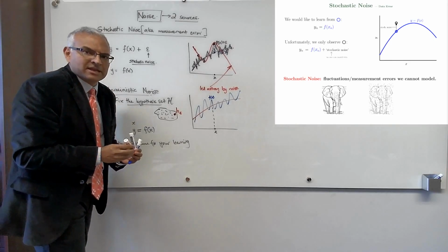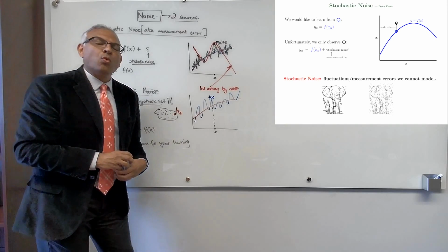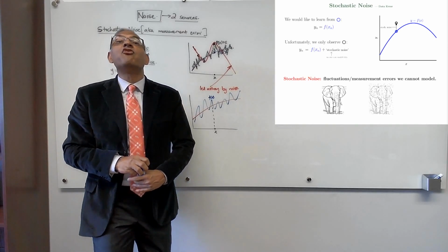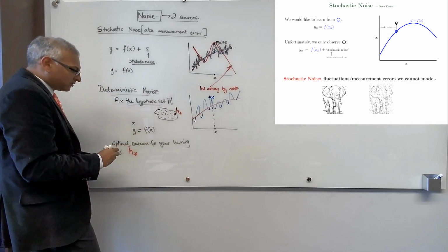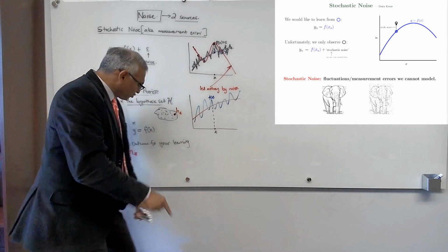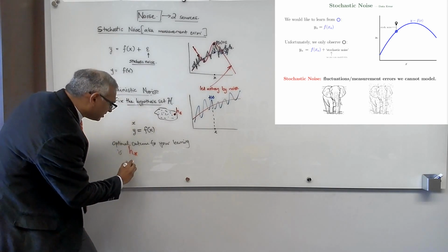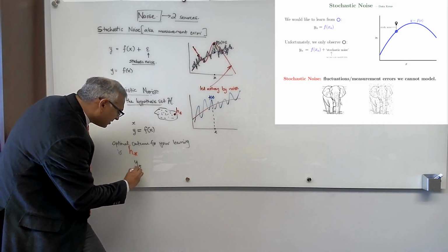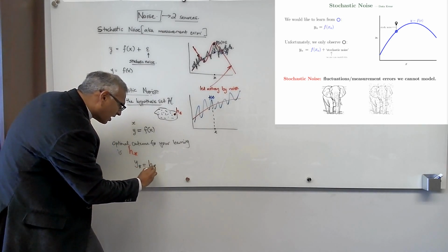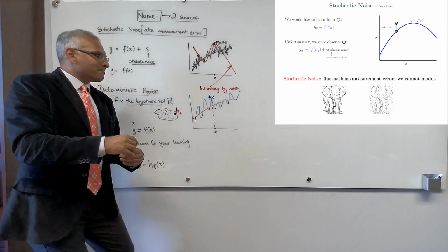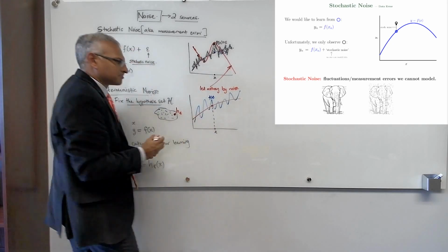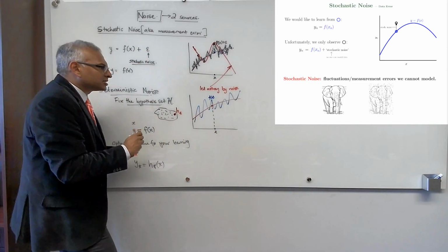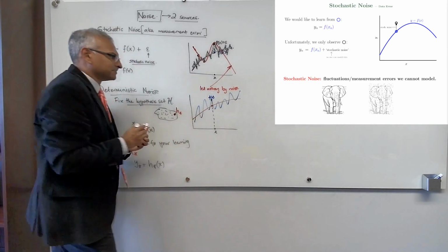You cannot do any better because that's the best. Okay. So what is the best data point for you to learn from? The best data point for you to learn from, if your goal is to output H star, is Y star equal to H star of X. So you would much rather be given this data point, not this data point.